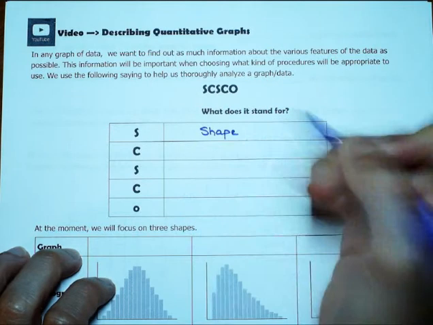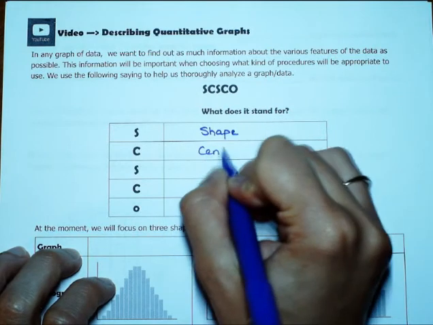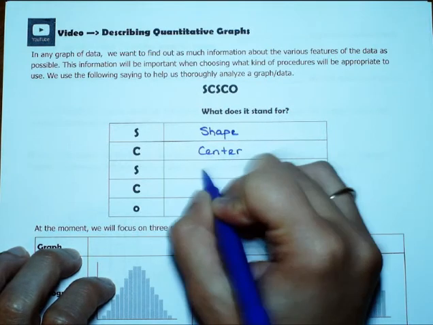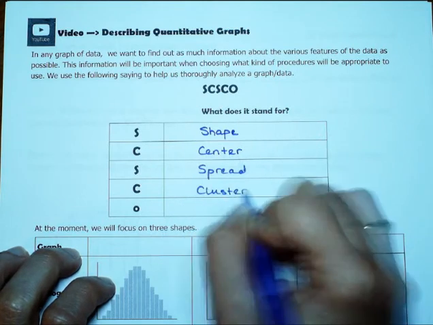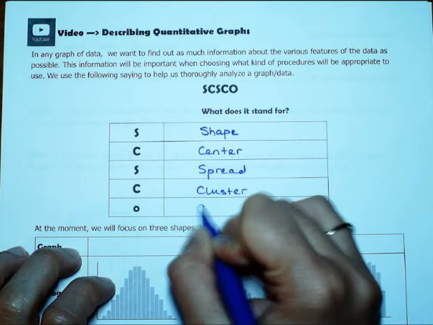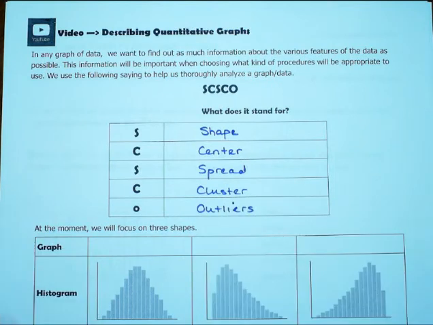C stands for center, spread, and outliers. Below we have examples of shapes.